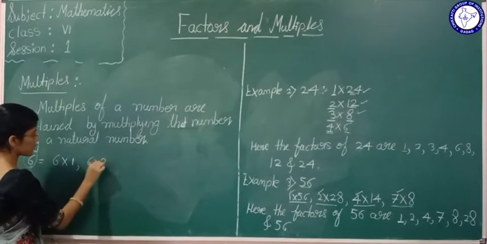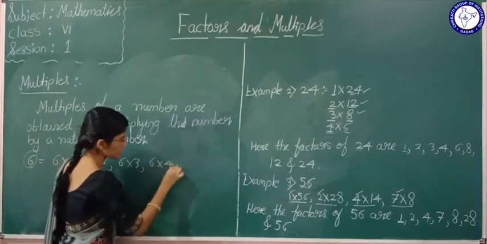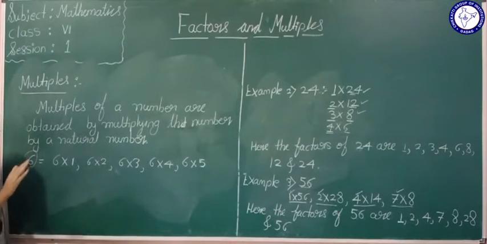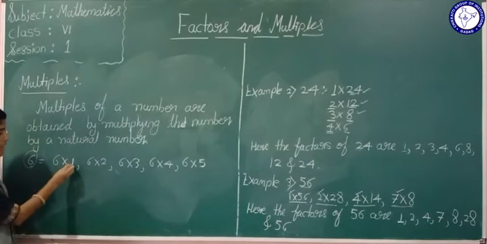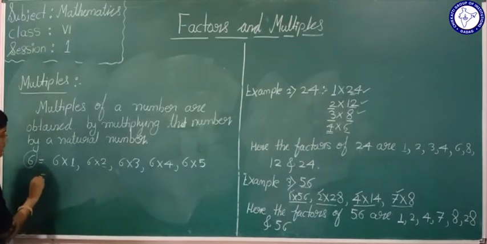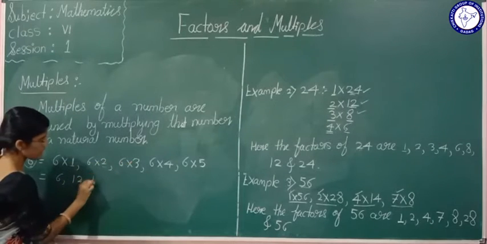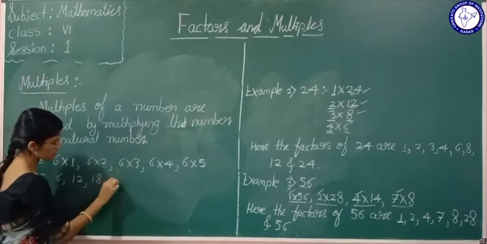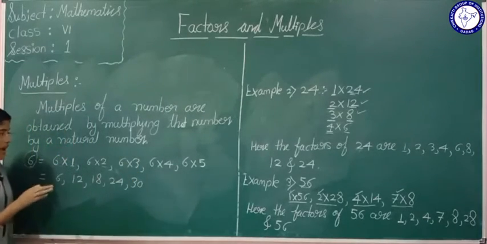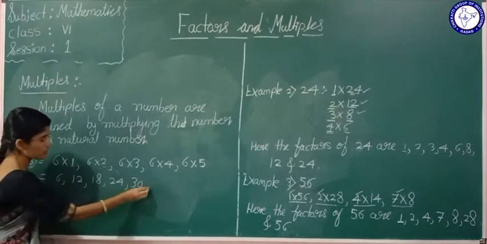6 multiplied by 2, 6 multiplied by 3, 6 multiplied by 4, 6 multiplied by 5. I want 5 multiples of 6, that's why I multiplied up to 5. Now see here, 6 ones are 6, 6 twos are 12, 6 threes are 18, 6 fours are 24, 6 fives are 30. I told you I want only 5 multiples, therefore I stopped here.